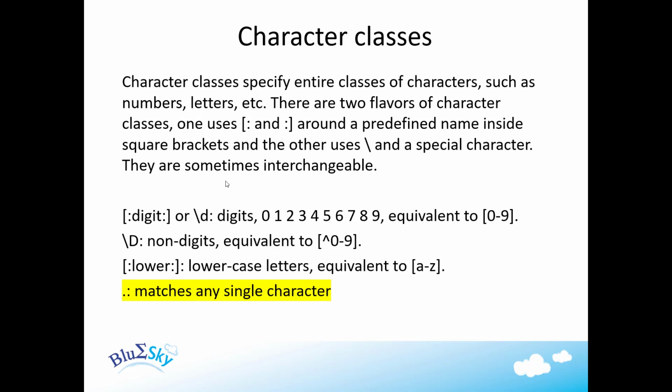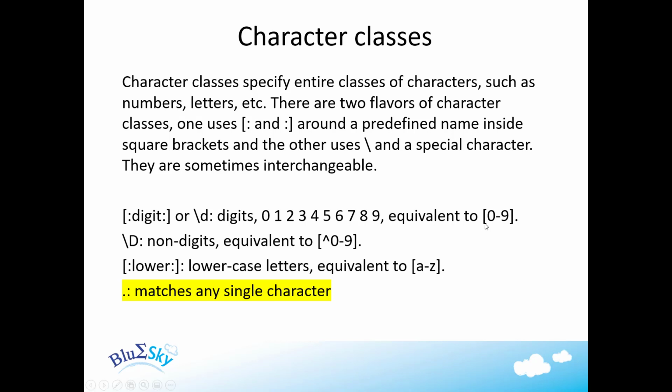And how do you express that within a regular expression? There are two flavors of character classes. One is to use the square brackets followed by a colon, followed by a predefined name, followed by another colon, and followed by the close of the square bracket. You can also use a slash and a special character to define these character classes. So what's a character class? Let's say digits. If you want to look for a digit, this is how you denote it in a regular expression. You've got the square bracket followed by a colon, followed by digit, followed by another colon, and then the close of the square bracket, or you can specify slash d, d being a special character within a regular expression. Okay, and that would look for a digit.